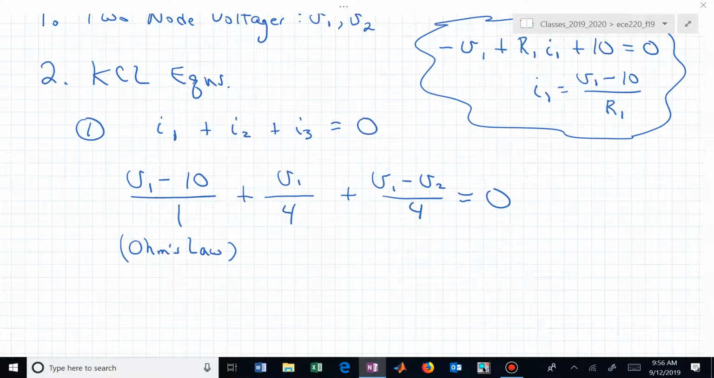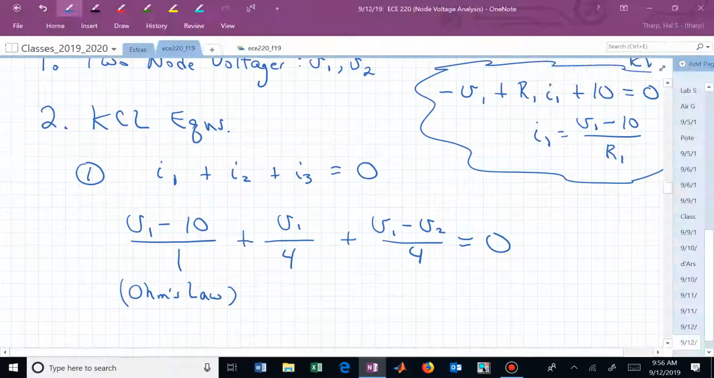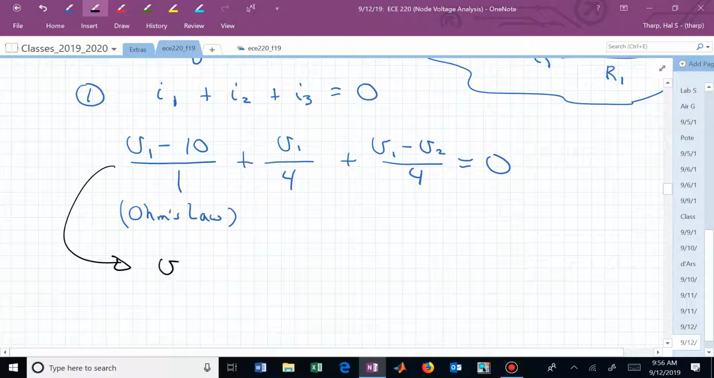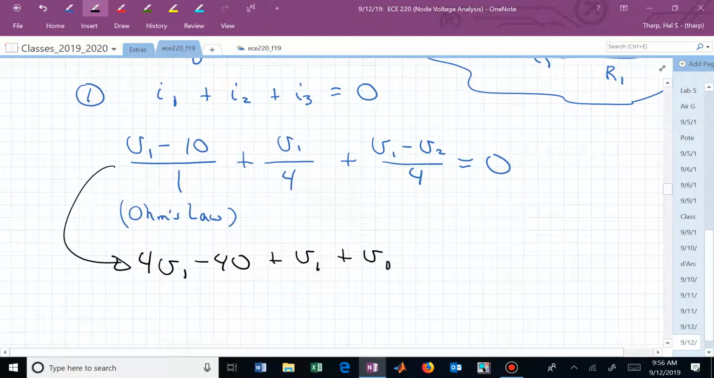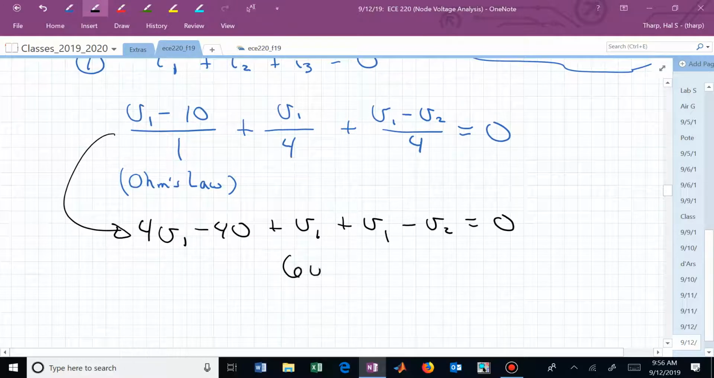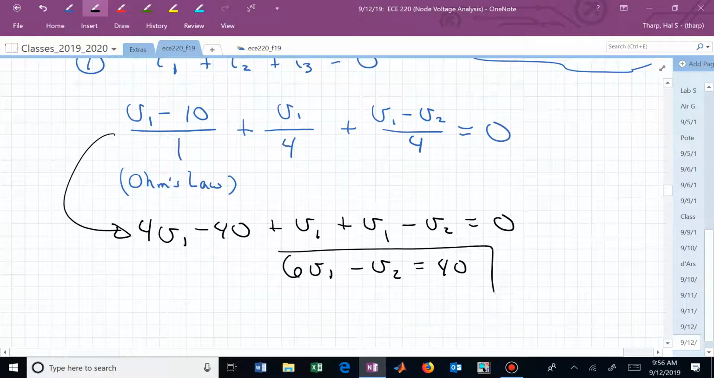We could clean this up a little bit by multiplying by 4 just to clear the fraction. We now have V1 times 4 minus 40 plus V1 minus V2 equals 0. Or we have 5 of the V1s minus V2 is equal to 40. That first equation gave us one equation in terms of the two unknowns, V1 and V2.